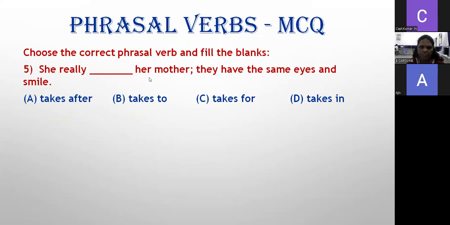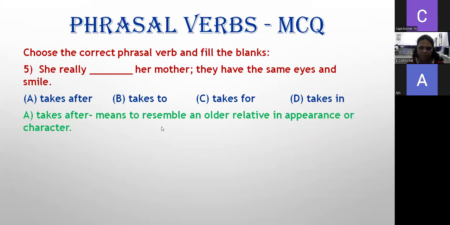She really takes after her mother. They have the same eyes and smile. That means she does look like her mother. So, which one will be the correct answer? Takes after. So, takes after means to resemble an older relative or somebody in appearance and in character.